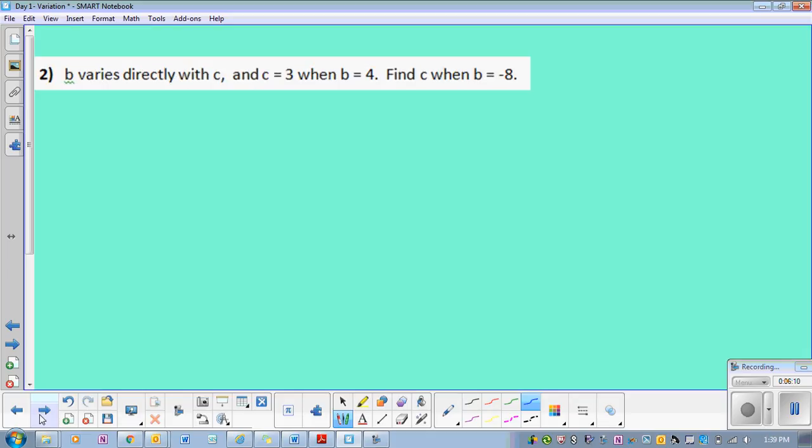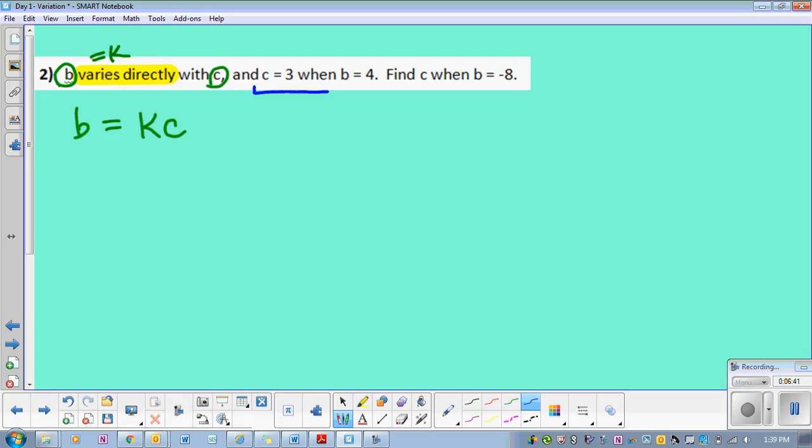All right, so let's look at number 2. Let's try the same thing. Look for my key words. B varies directly with C. So B equals kC. Remember, varies means that we're always going to have an equals k.